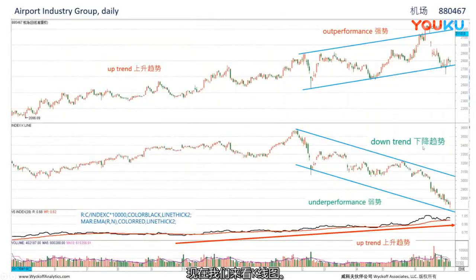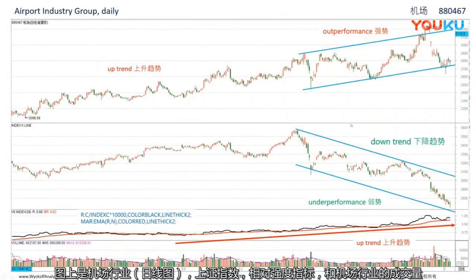All right, so let's look at the chart. On the chart here, we have the airport industry group, and it's a daily chart. Then we have a Shanghai index. Below this, we have a relative strength ratio line, which is constructed by the price of these two instruments. And then we have the volume signature, which belongs to the airport industry group.